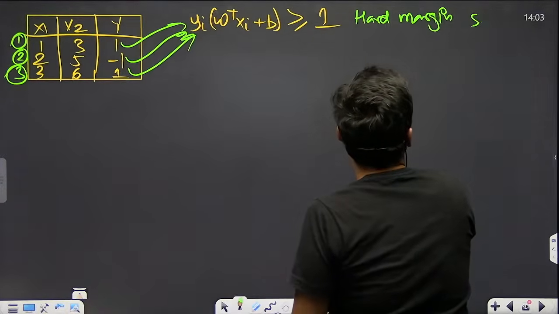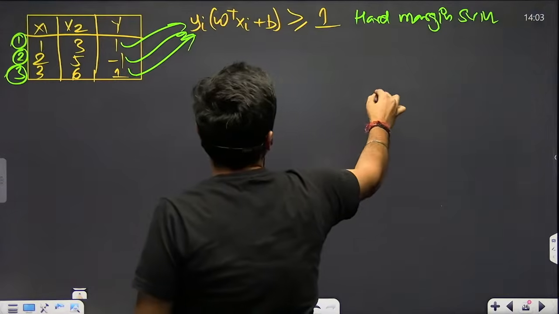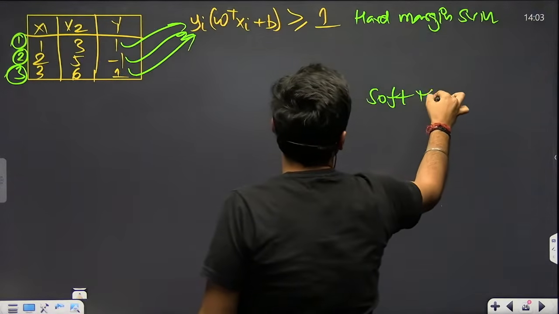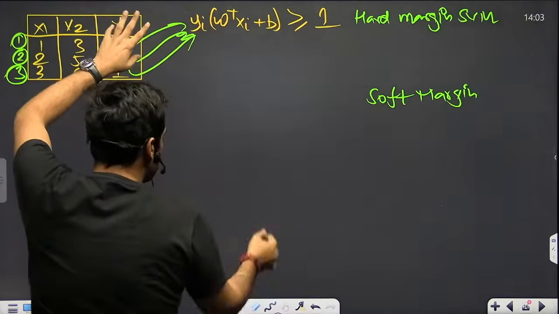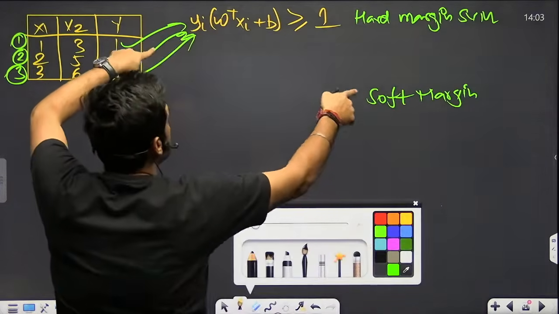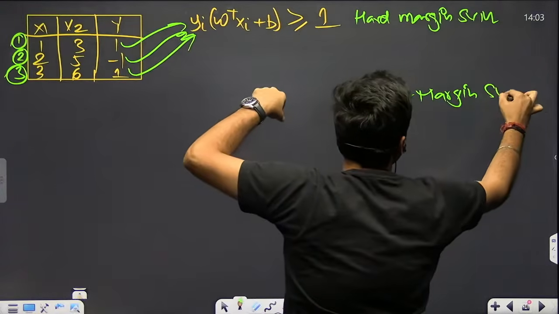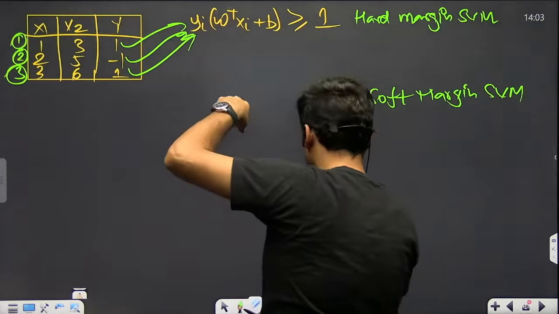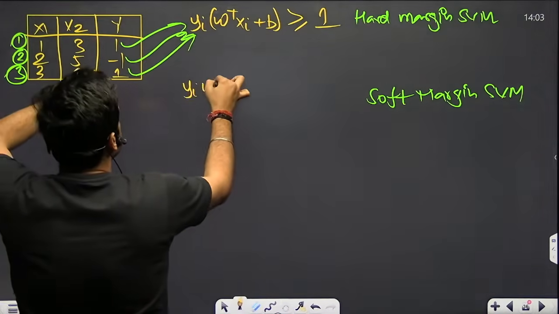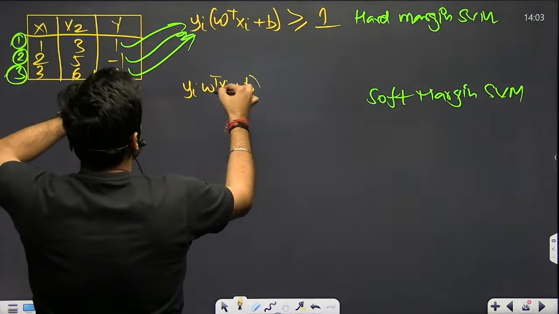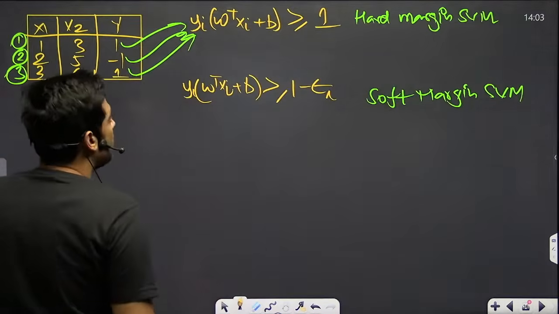Okay, this is for hard margin SVM. But for soft margin SVM, if you put points, this condition may be violated. So what he does is just change this to 1 minus epsilon i.